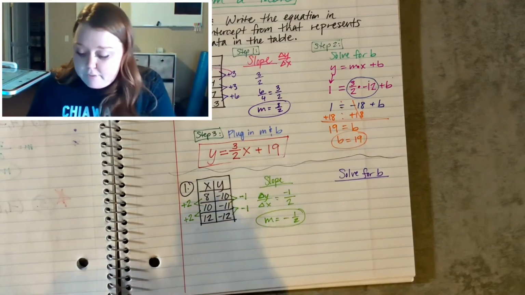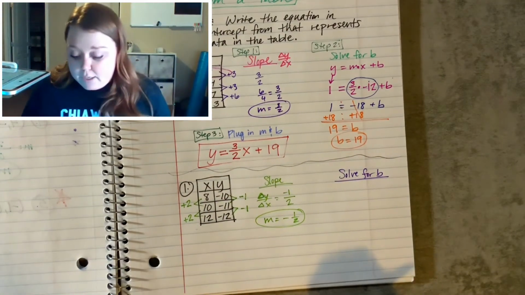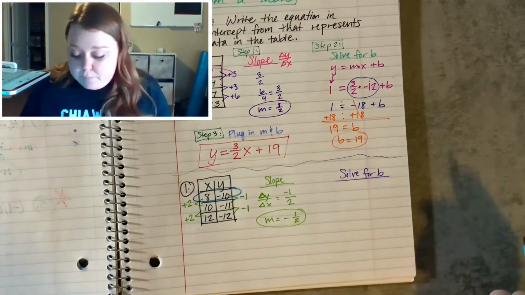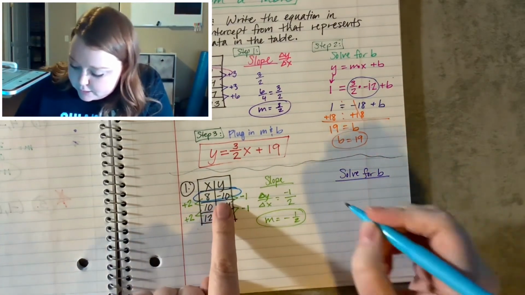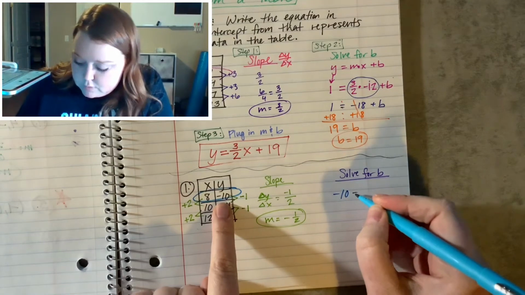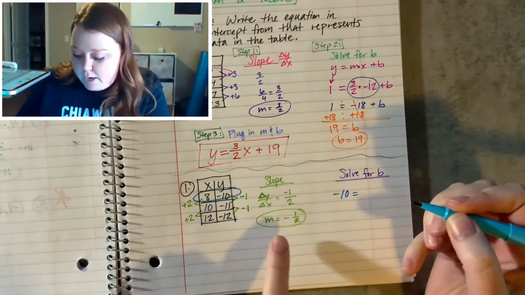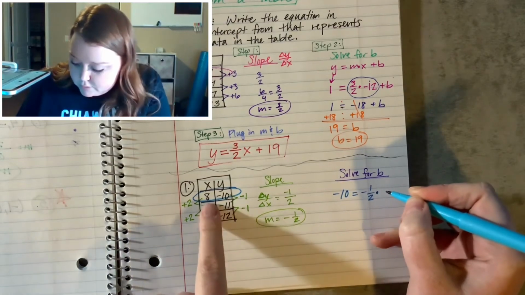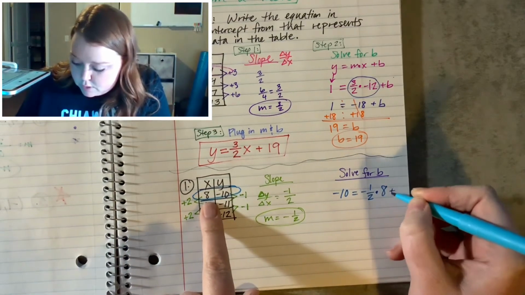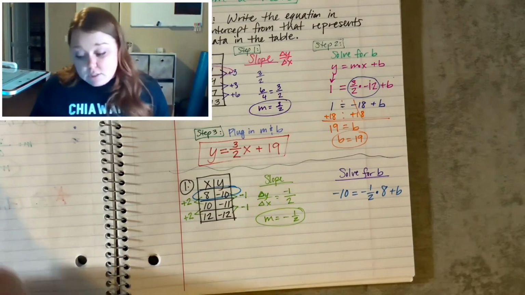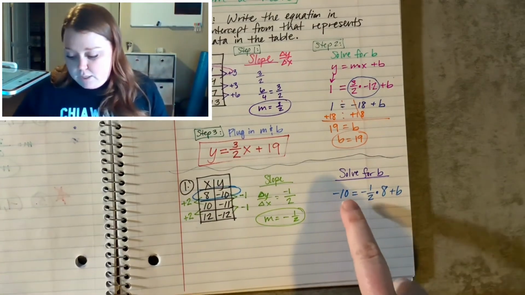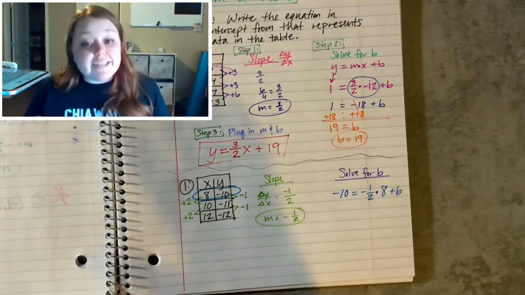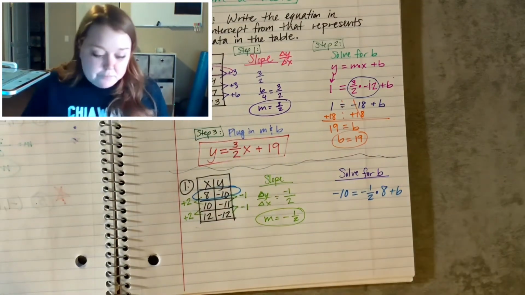So I already have m, but I'm going to need an x and a y. So use something from the table. I'm going to just take this first point. My y value is -10 equals, we need our m times our x, and then plus b. If you're lost on that, what it is, I'm taking y equals mx plus b. I'm plugging in the y, plugging in the m, plugging in the x, don't know the b.